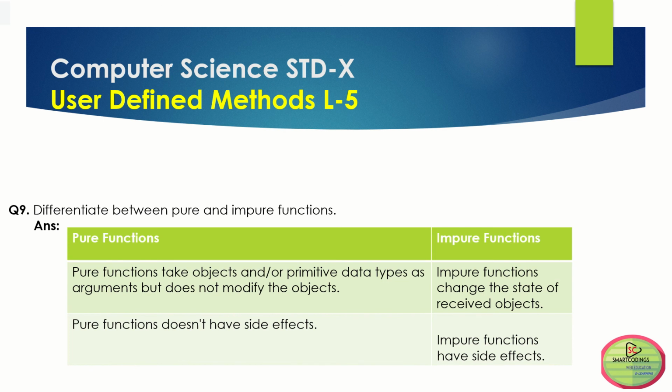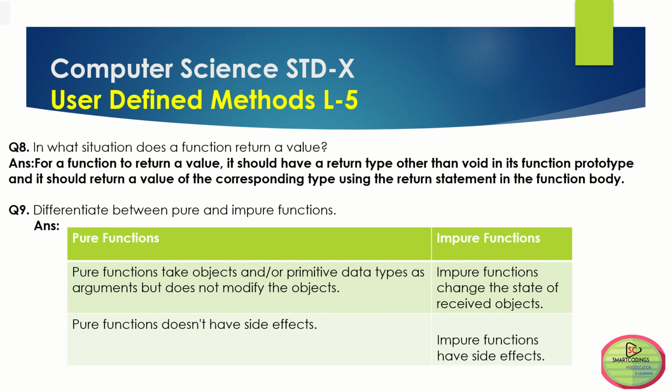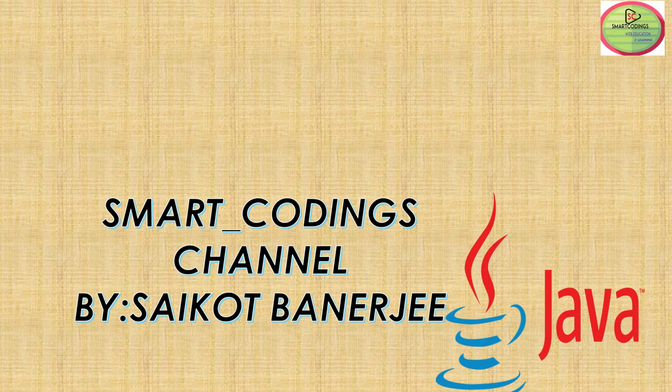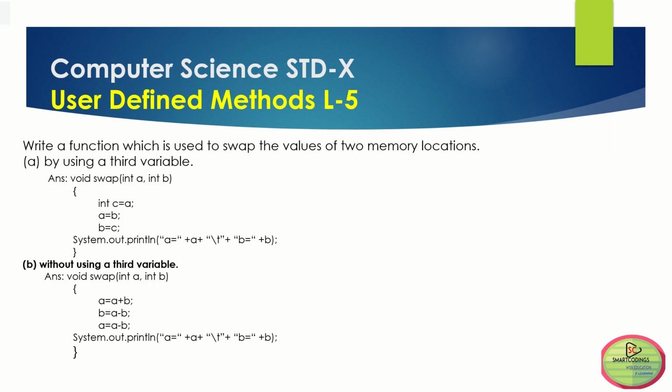Pure function, impure function, differentiation. 2 points are given there. In what situation does a function return a value? Question number 8 is this, and question number 9 is pure and impure function differentiation. Question number 10 is write a function which is used to swap the values of two memory locations. So a few more questions are left, which will be given in the next video series.